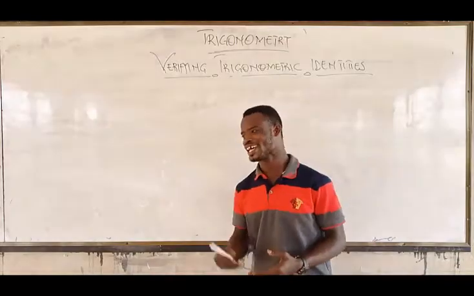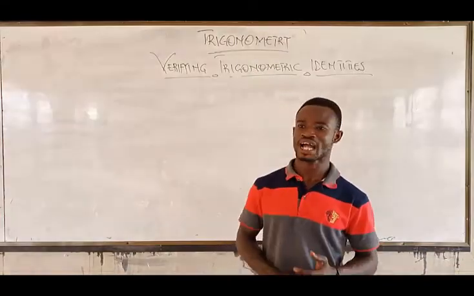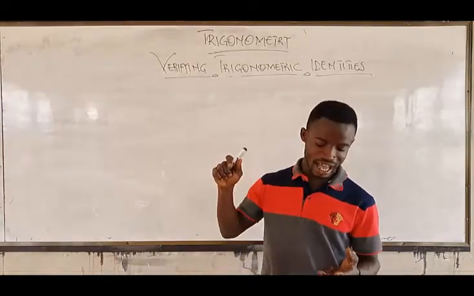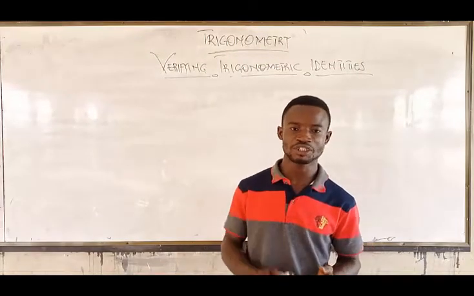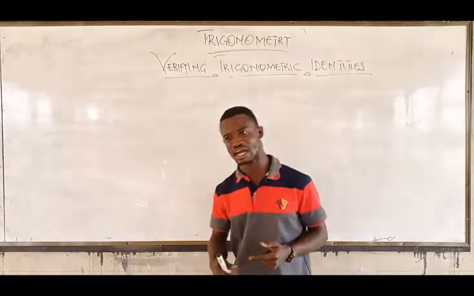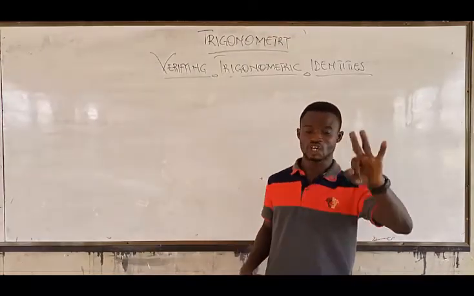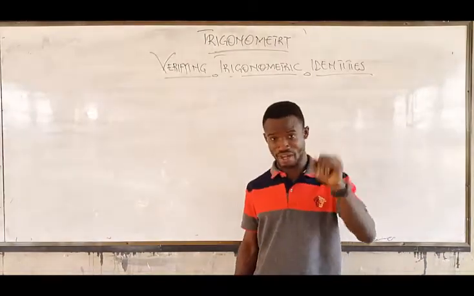The first one is the reciprocal identities. Secondly, we have the Pythagorean identities, the quotient identities, and the negative angle identity. Not all of that is needed here, but these three: the quotient, the reciprocal, and the Pythagorean, we are going to use.